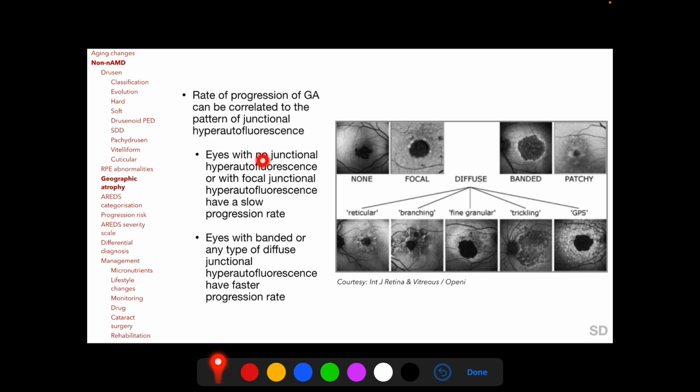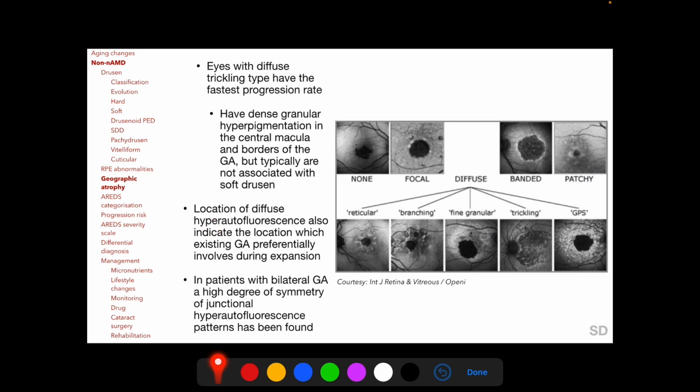And it has been seen that eyes with either no junctional hyperautofluorescence, as seen here in this photograph, or with focal junctional hyperautofluorescence, as seen here in this photograph, have a slow progression or a slow enlargement rate of the area of geographic atrophy. But eyes with a banded pattern of junctional hyperautofluorescence or with any of the diffuse patterns of junctional hyperautofluorescence have a faster progression rate of the area of geographic atrophy, and the location of diffuse hyperautofluorescence surrounding an area of geographic atrophy also indicates the location which the existing geographic atrophy preferentially involves during expansion. And in patients with bilateral geographic atrophy, a high degree of symmetry of junctional hyperautofluorescence pattern has been found between the two eyes.